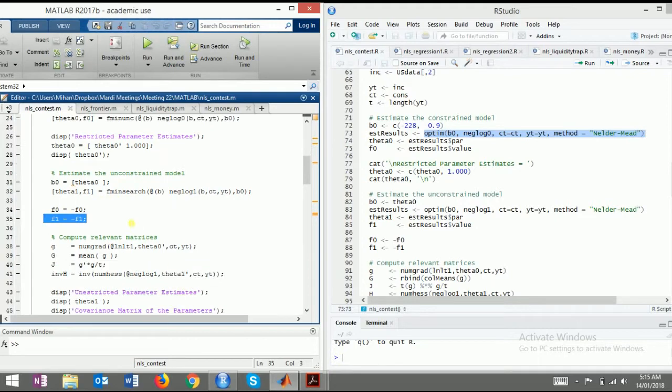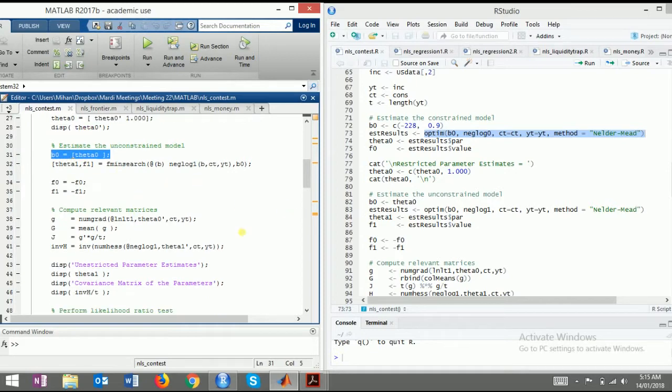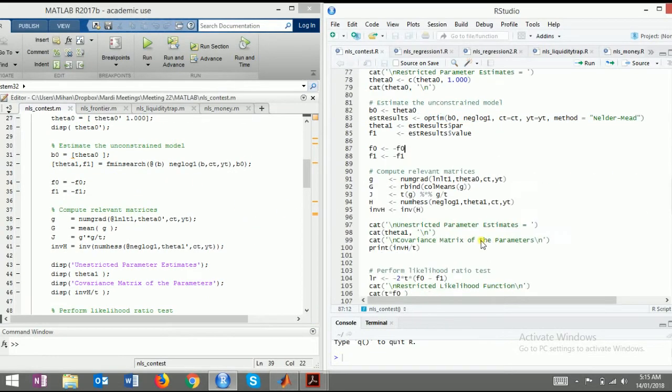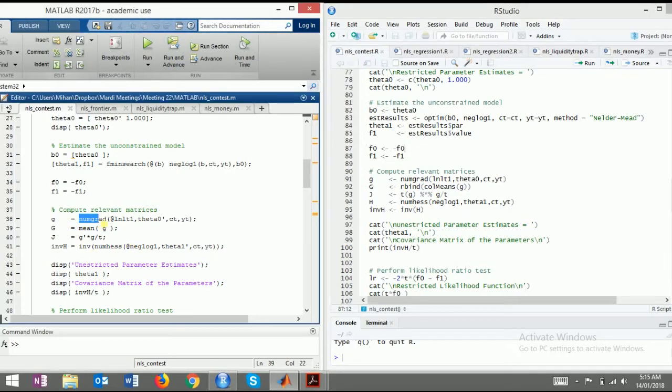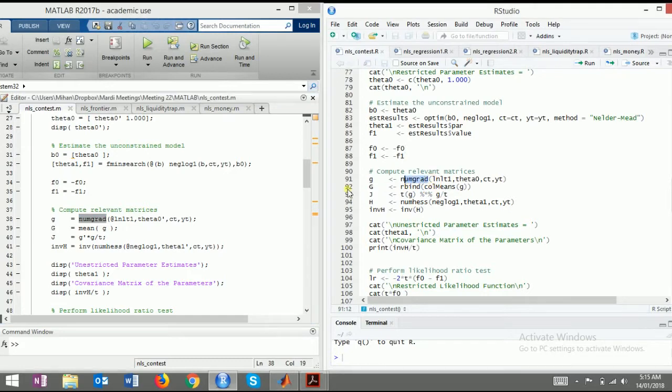So we have theta 1, f1, theta naught, f0, where we took theta naught's values as the initial values for the unconstrained model, and we want to compute the relevant matrices like the gradient. We'll need the gradient, and we will need the OPG, the outer product of gradients. We need the Hessian. So for the numeric gradient, we call the numeric gradient function. Here it is also the same numeric gradient for R.